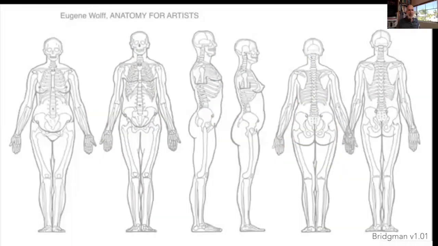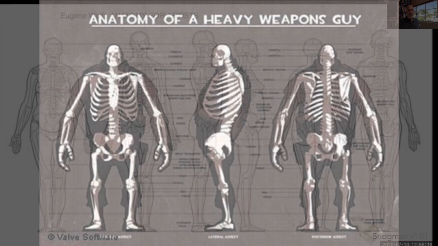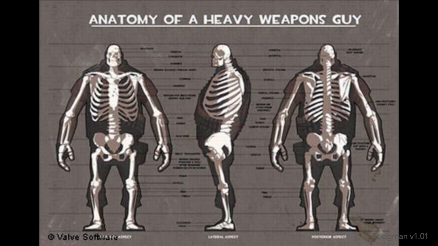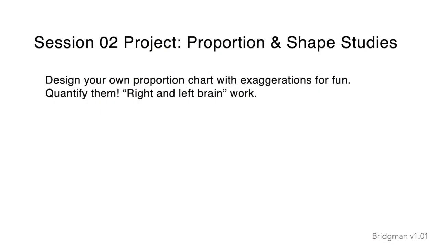But you have a project. Your project is to do something like what the Valve artists did, which is to make up your own ideal proportions. Project: design your own proportion chart with exaggerations for fun. Quantify them. Measure landmark points. Right and left brain work. I'm going to let you write that down while I look at Q&A.